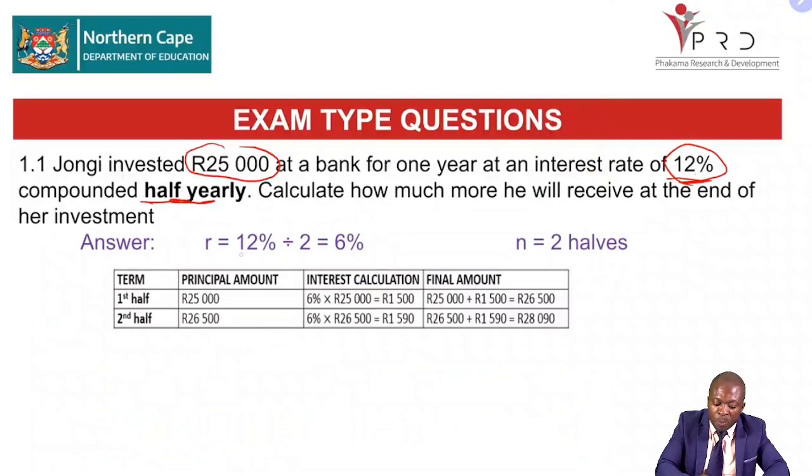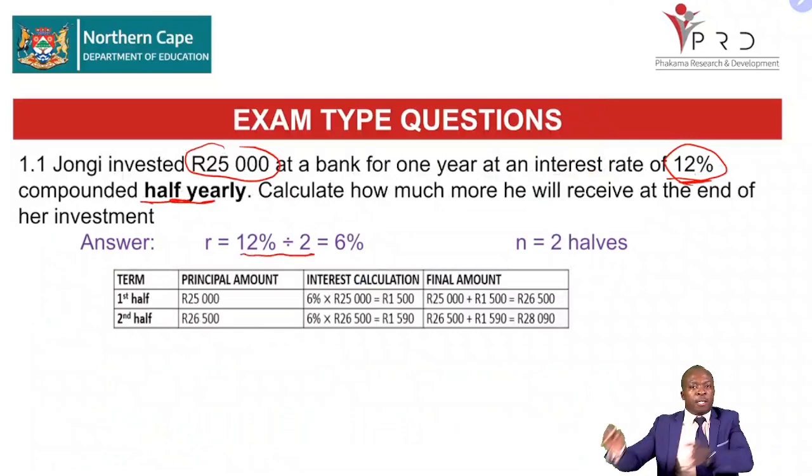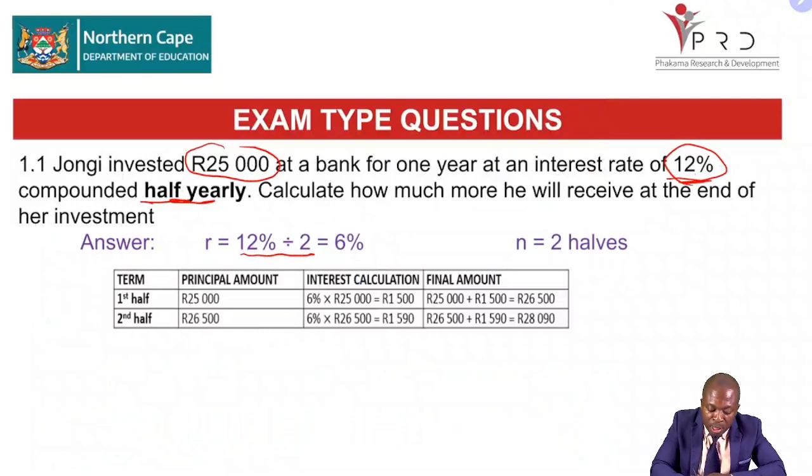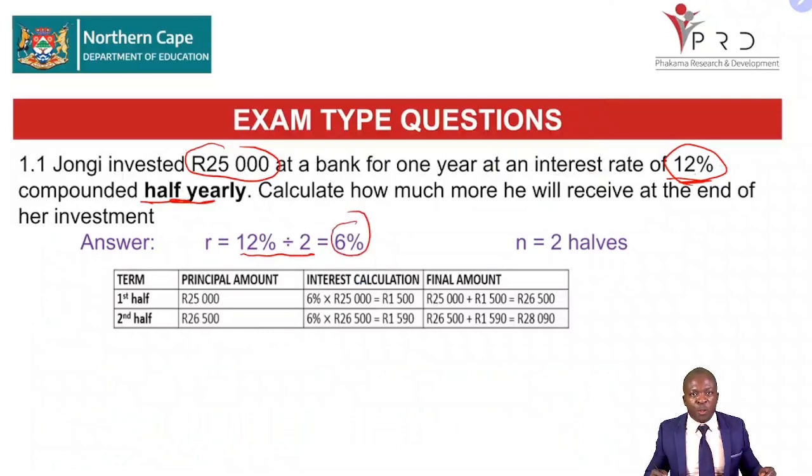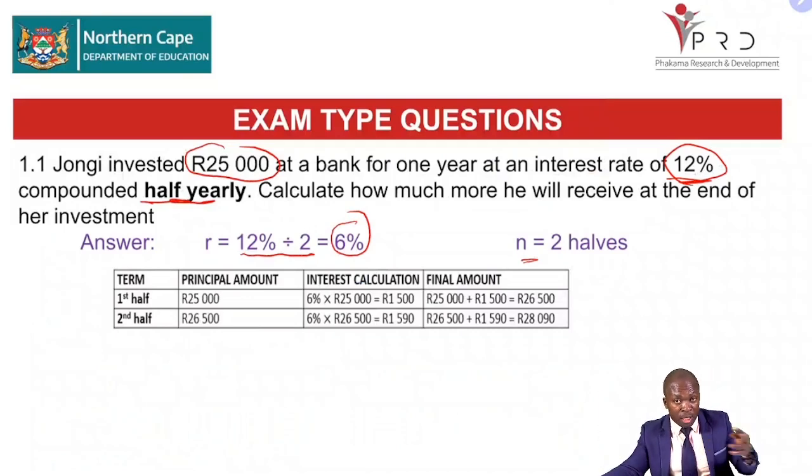Can you see my 12%? I'm dividing it by 2 because I'm going to get first half year, second half year. So divide by 2 meaning I'm going to be working with 6%. Then N, the number of years, I'm going to have 2 halves for each year, meaning January to June is one, July to December is another one.